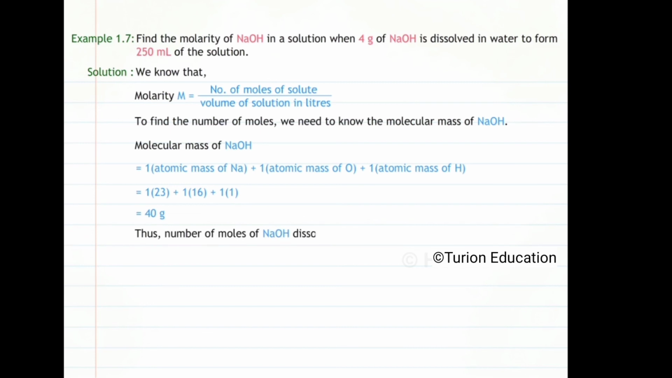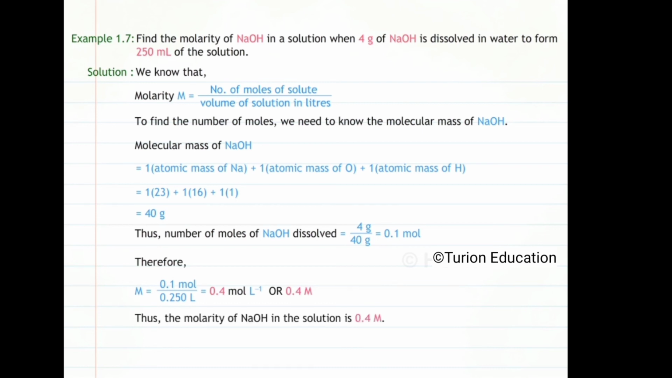Thus, number of moles of NaOH dissolved equals 4 grams by 40 grams equals 0.1 mole. Therefore, M equals 0.1 mole by 0.25 liters equals 0.4 mole per liter or 0.4 M. Thus, the molarity of NaOH in the solution is 0.4 M.